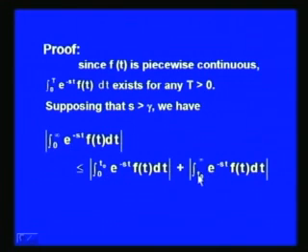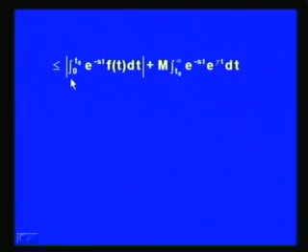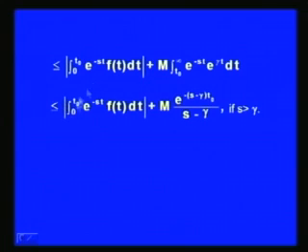t naught is the value after which, for all values of t, mod of f(t) is less than or equal to m times e to the power gamma t. So this is less than or equal to the modulus of the integral 0 to t naught e to the power minus s t into f(t) dt plus m times the integral t naught to infinity e to the power minus s t into e to the power gamma t dt, which is further less than or equal to the modulus of the integral 0 to t naught e to the power minus s t into f(t) dt plus m times e to the power minus (s minus gamma) into t naught over s minus gamma.